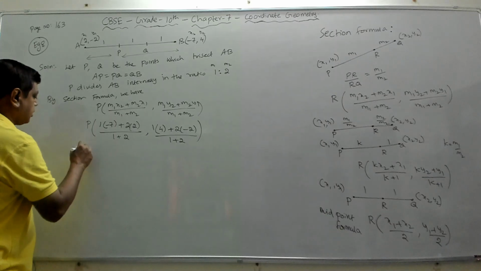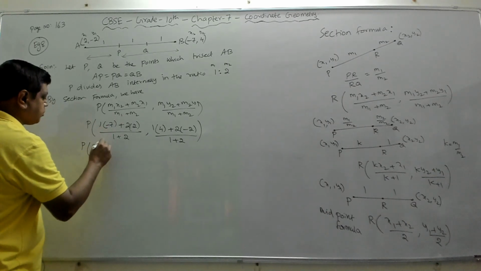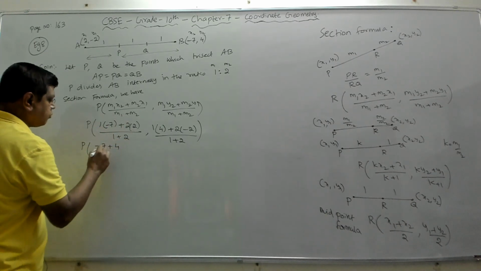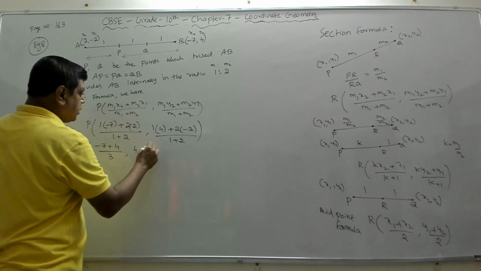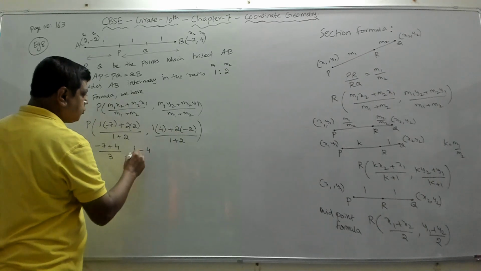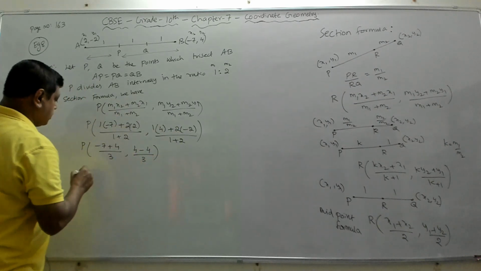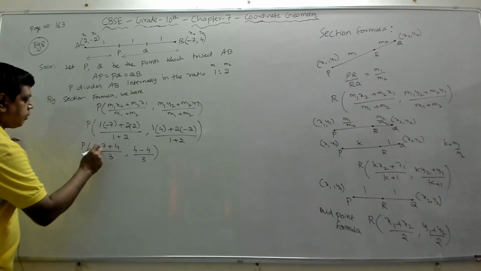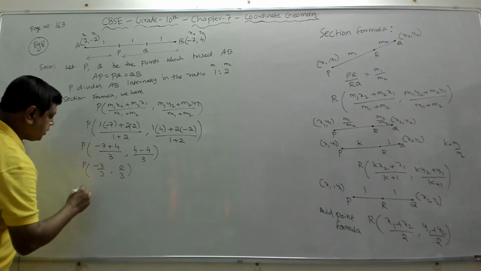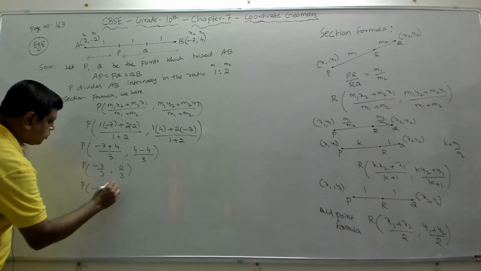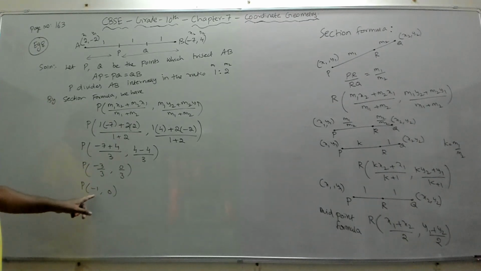Now this becomes P of minus 1 into 7 is minus 7, plus 2 2s are 4, by 1 plus 2, 3, comma, 4, then 2 into minus 2 is minus 4, by 1 plus 2 is 3. So you get P of minus 7 plus 4 is minus 3 by 3, comma, 0 by 3, which means P is minus 1, comma 0. Minus 3 by 3 is minus 1 and 0 by 3 is 0. So we have found the point P, which is (minus 1, 0).